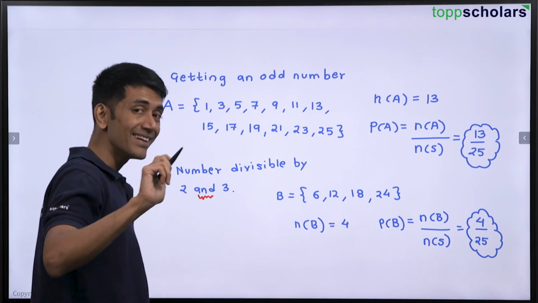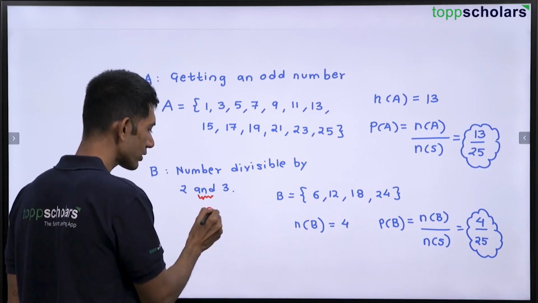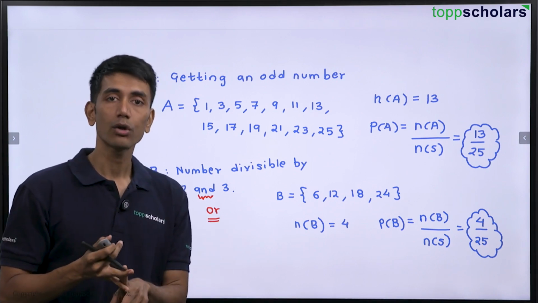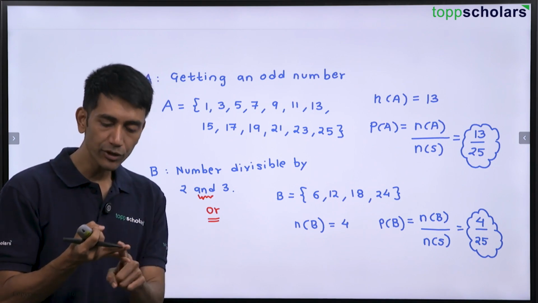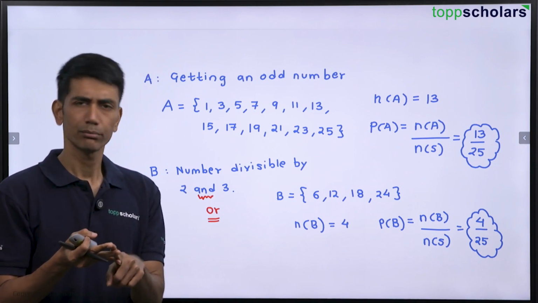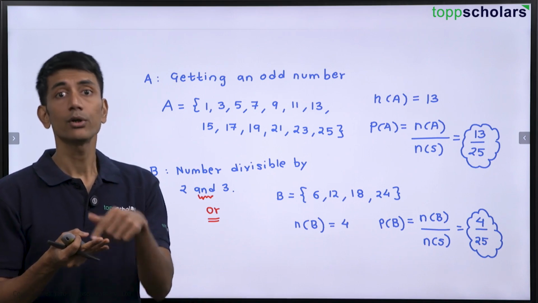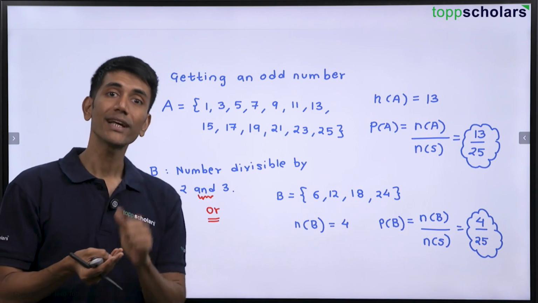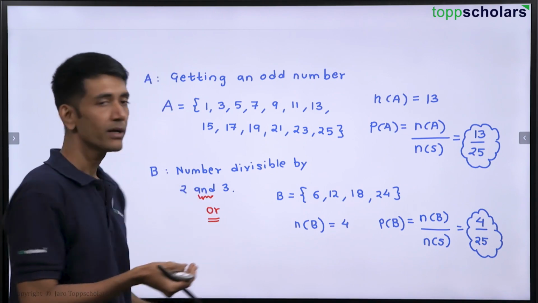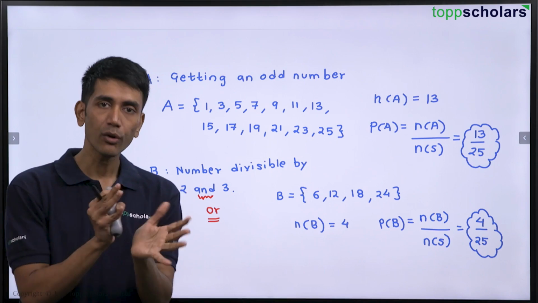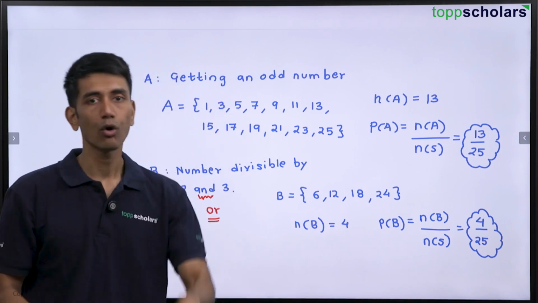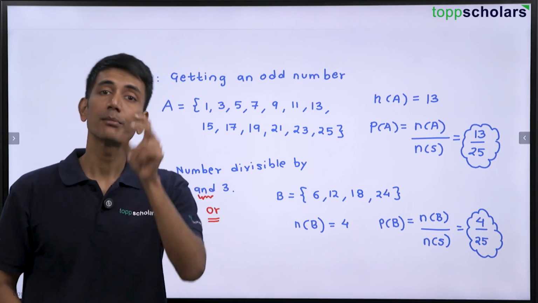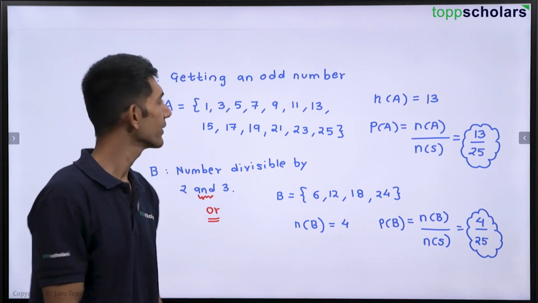Sometimes what they do is, they'll trick you around and they'll say 2 or 3. Then you take all the combinations of 2 or 3. That is, you'll take 2 also, you'll take 3 also. You'll take 4 also, because it is divisible by 2. You'll take 6 also, divisible by 2 and 3 both. You'll take 8 also, you'll take 9 also, because 8 is divisible by 2, 9 is divisible by 3. So "or" means what? You take all the combinations of 2 also and 3 also. But when they say "and", basically it has to be divisible by both 2 and 3. Correct? Okay.